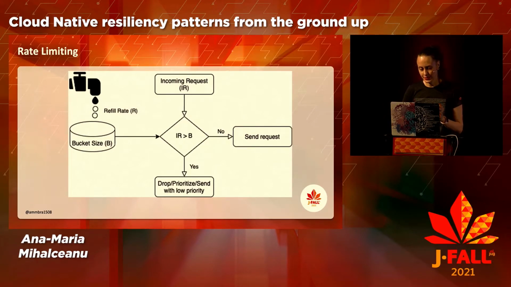So what this says is that you have a bucket that allows requests, and its capacity is B. When an incoming request comes, it gets into the bucket and is compared to the bucket size. If that incoming request is not bigger than the bucket, then the request of the user is served. If not, if the bucket is full, then you should drop, prioritize, or send with low priority.